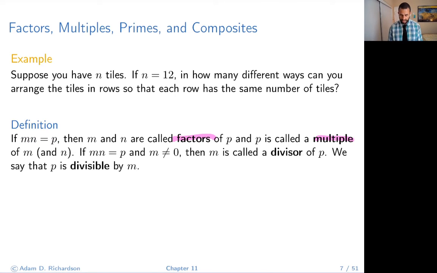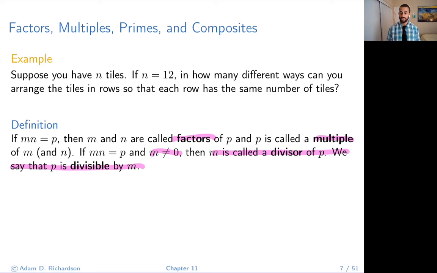If mn equals p and m is not 0, then m is called a divisor of p. And we actually talked about this back in, what chapter was it? I think it was chapter 3. I can't remember if it was chapter 3 or 4, but we talked about divisors briefly and we talked about factors briefly. This is where it's going to become critically important to know what a divisor is. So if m is a divisor of p, we say that p is divisible by m. Okay, so let me highlight all that here.